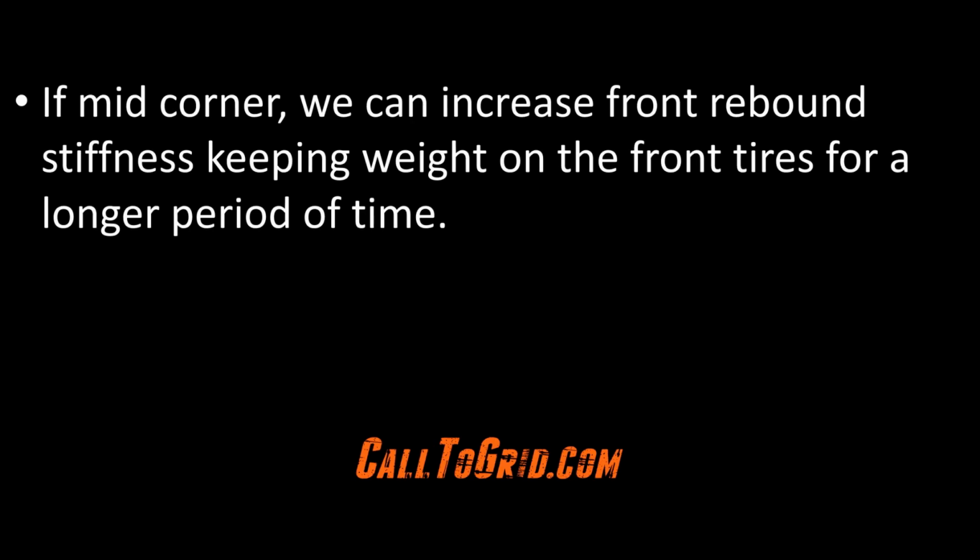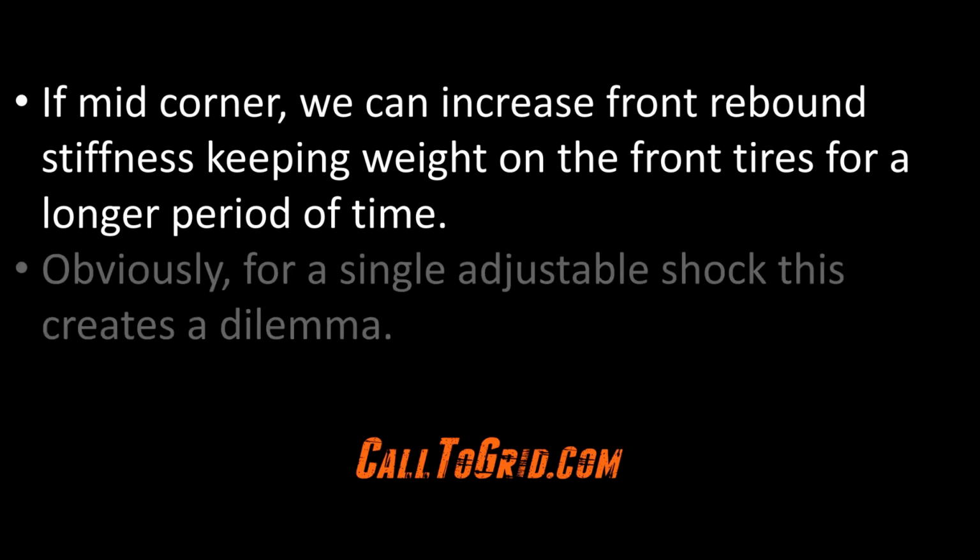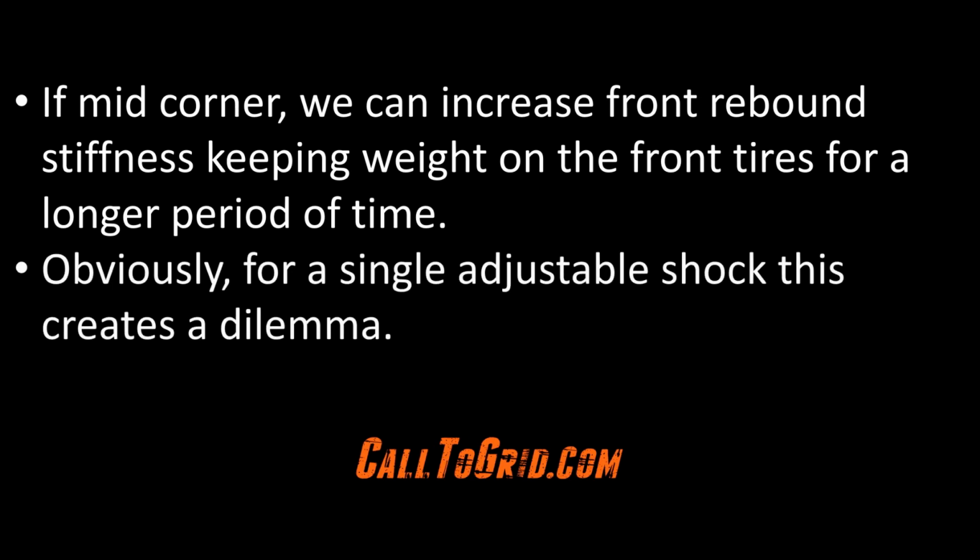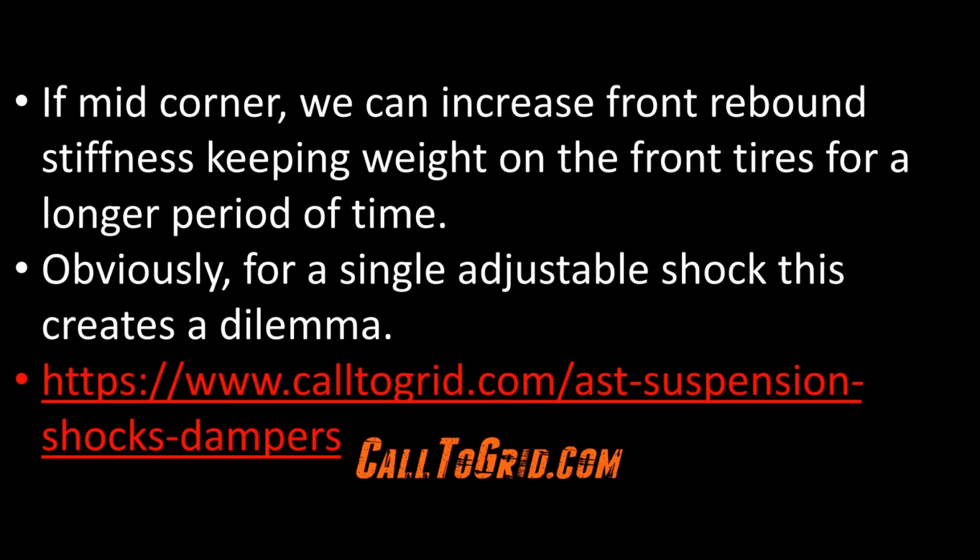If we have a single adjustable shock, this creates a dilemma, because increasing or decreasing rebound will also increase or decrease compression. As stated before, if making the adjustment to correct for an issue in one specific corner, you may induce problems in other areas of the track where previously none existed. Going to a double adjustable shock eliminates this problem.